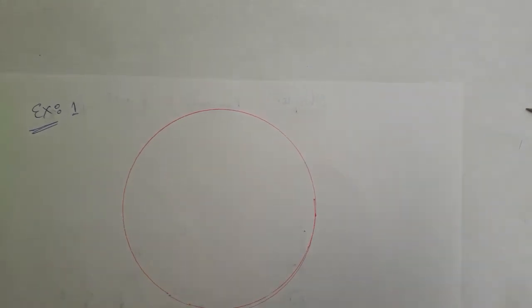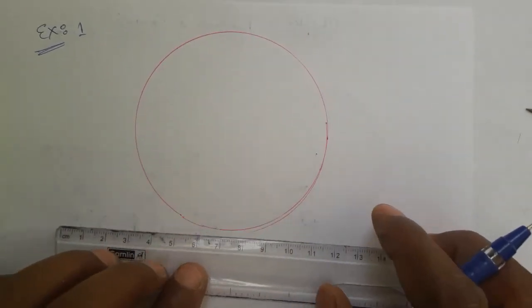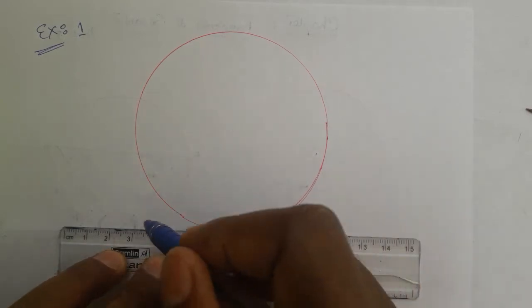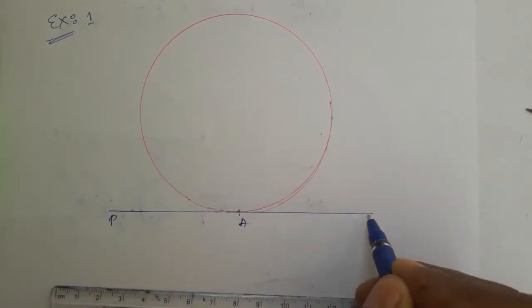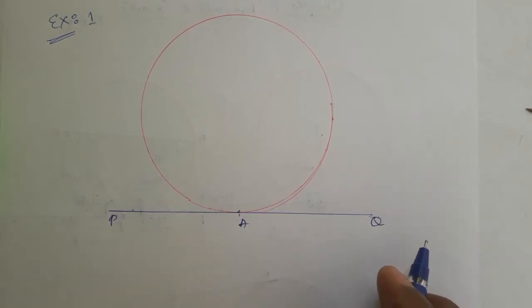A circle. Here in the diagram one tangent is given. This is the tangent PAQ. Remember, PAQ is a tangent. Again I tell you, PAQ, of course it is a tangent.